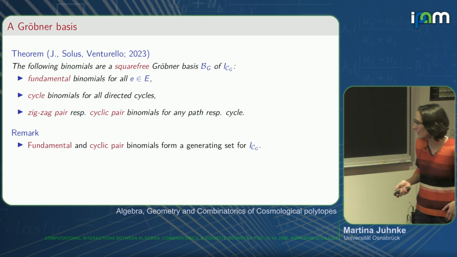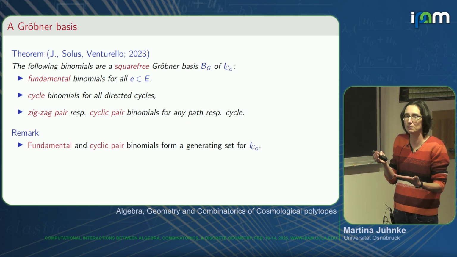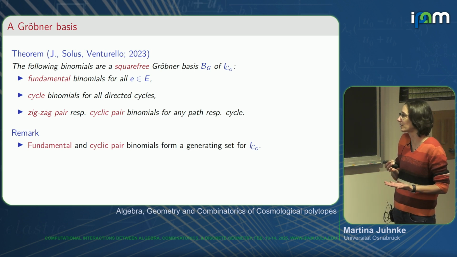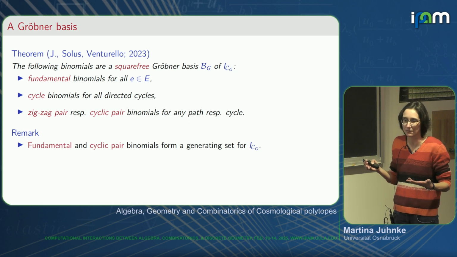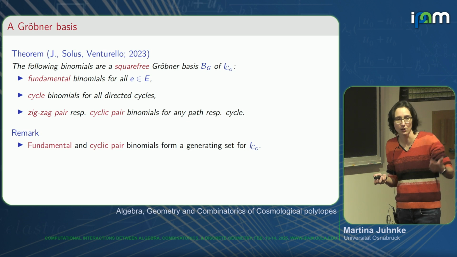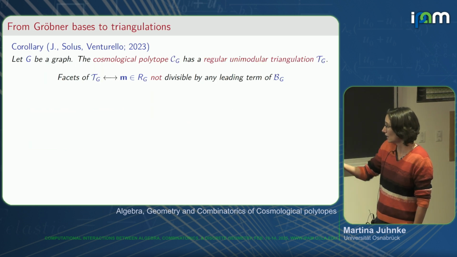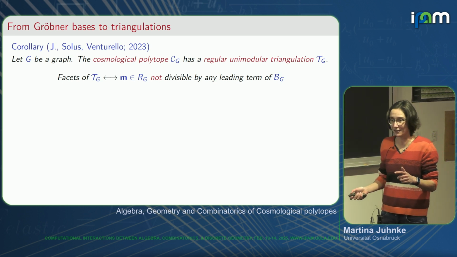But maybe one thing I want to point out here also: if you're just interested in which of these binomials generate your toric ideal, you don't need the ones coming from paths in your graph. You only need cycles, and you only need the ones from the edges. That's the other thing. Okay, so now I promised to speak about triangulations.